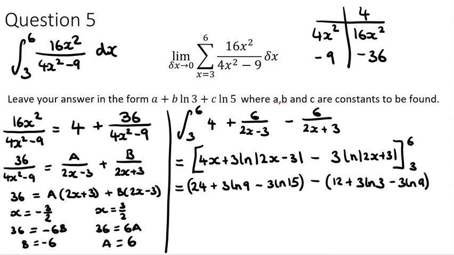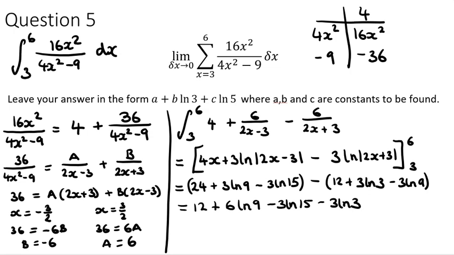So let's start tidying this up a little bit. 24 minus 12 is 12. 3 natural log of 9 minus 3 natural log of 3 is going to give us 6 natural log of 9, minus that 3 ln 15, and then minus the 3 natural log of 3. Now, we need to give this in the form a plus b natural log of 3 plus c natural log of 5. Questions might often ask you to do this.